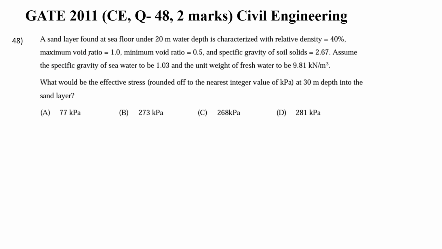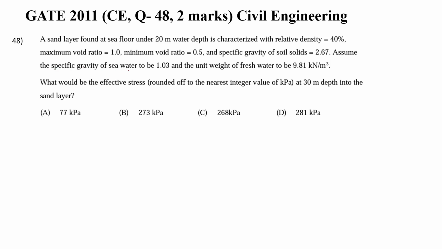This question is from GATE 2011 paper Civil Engineering. Question number 48. It is of 2 marks. A sand layer found at sea floor under 20-meter water depth is characterized with relative density 40%, maximum void ratio 1, minimum void ratio 0.5, and specific gravity of soil solids 2.67.